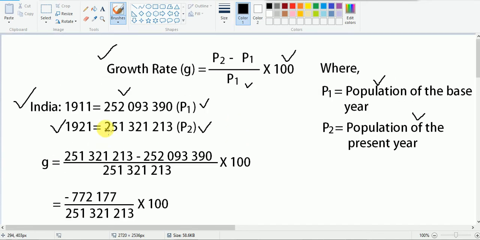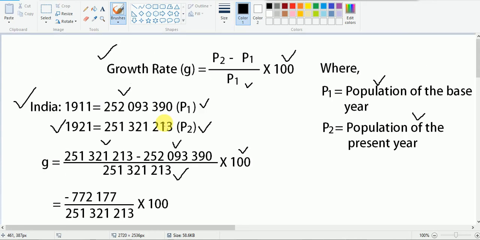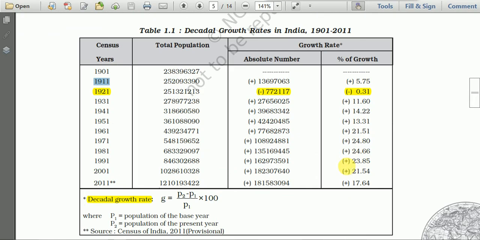So applying the formula, growth rate is equal to P2 minus P1 divided by P1 multiplied by 100. So if you subtract this P1 from P2, we get minus 7,72,177 divided by this P1, and multiplied by 100. So we have got minus 0.307. So after taking the round number, the growth rate is minus 0.31, as you will find here.